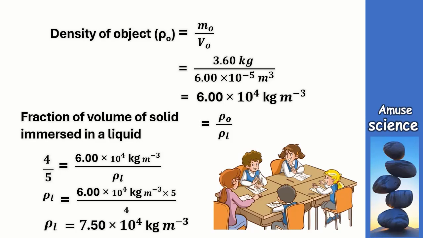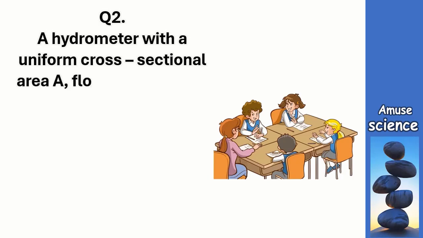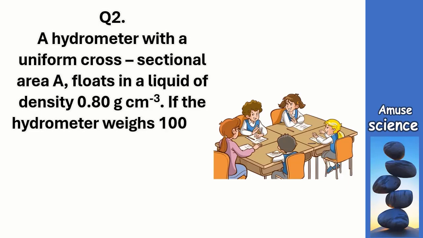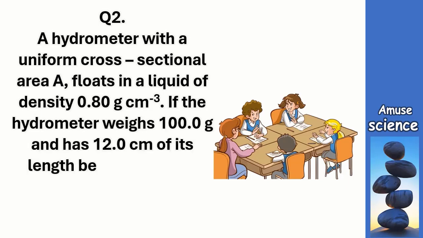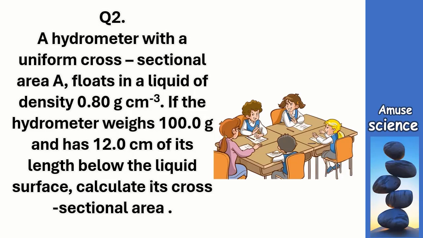Now let's take our second question. A hydrometer with a uniform cross-sectional area A floats in a liquid of density 0.80 grams per cubic centimeter. If the hydrometer weighs 100.0 grams and has 12.0 centimeters of its length below the liquid surface, calculate the cross-sectional area of the hydrometer. So the hydrometer is a very simple instrument which is used to determine the density, and for that matter, the relative density of liquids.